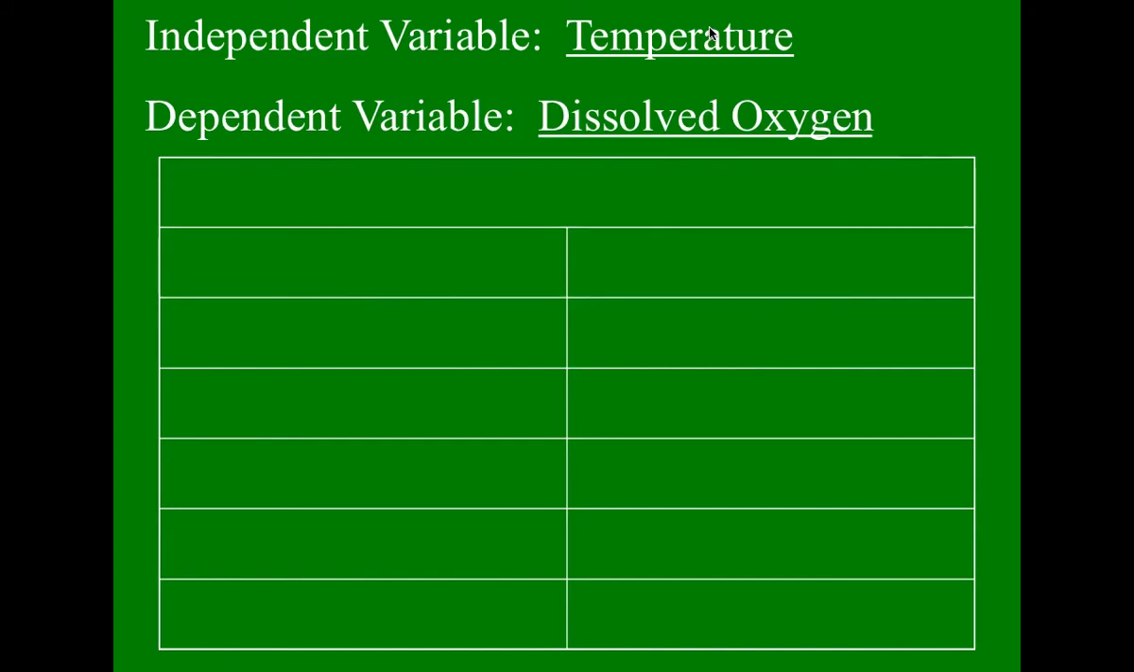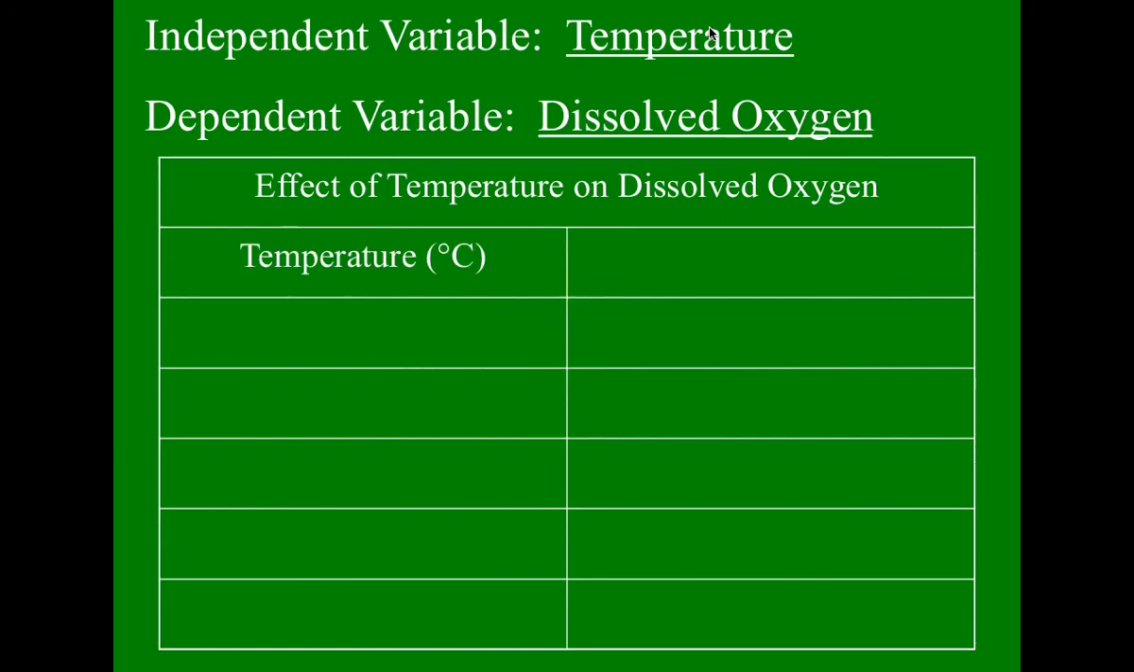Now in the title row, we are going to put the title, just like we talked about, the effect of the independent on the dependent. So the effect of temperature on dissolved oxygen. Now we need to add in our column headers. So the independent variable goes there in the first one, and the dependent variable goes there in the second.